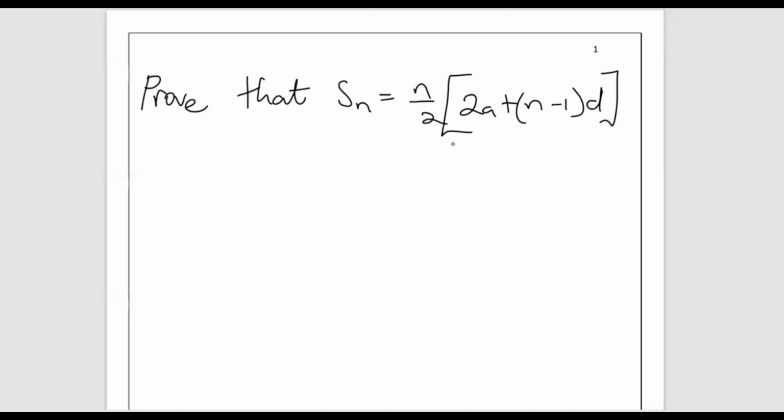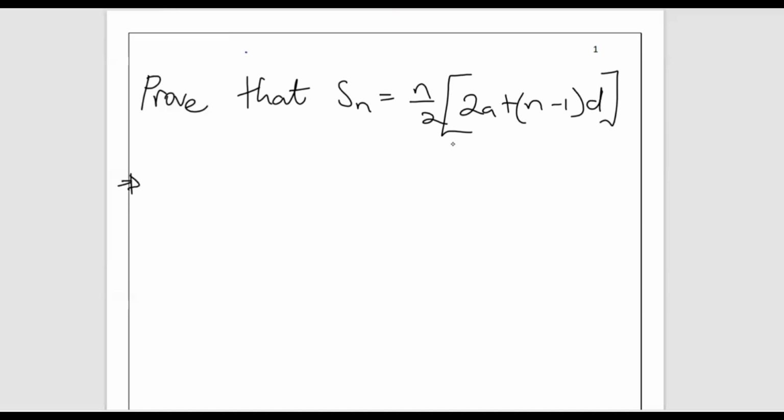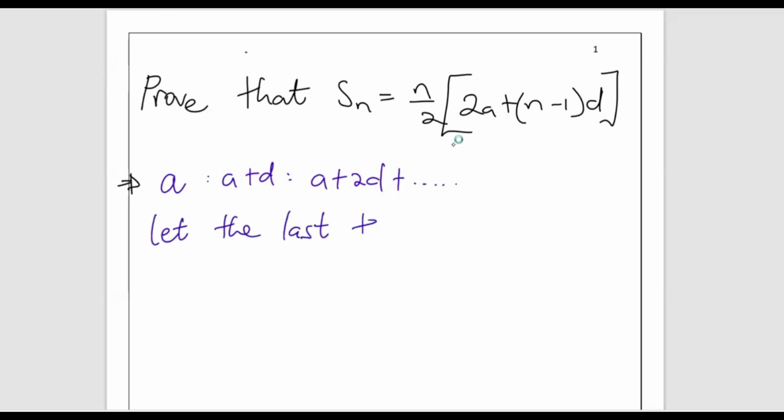So we know that for any arithmetic sequence or series, the first term will always be given as a. And then the second term will be a plus d. And then the third term will be a plus 2d, and so on and so forth, okay? Up until the last term, which is known as the nth term. So what I'm going to do, I'm going to let the last term be, let's use letter L, okay?